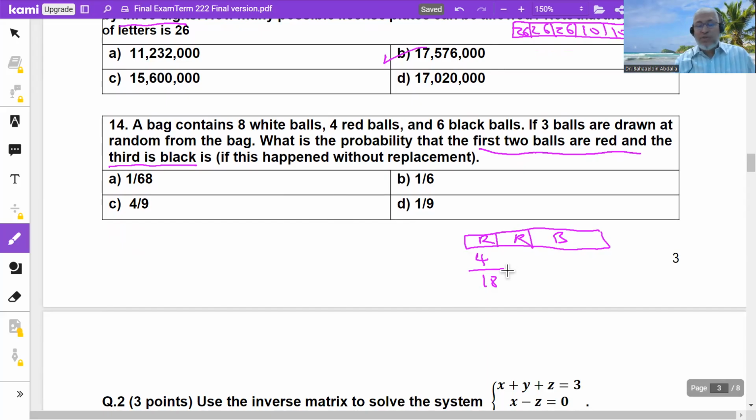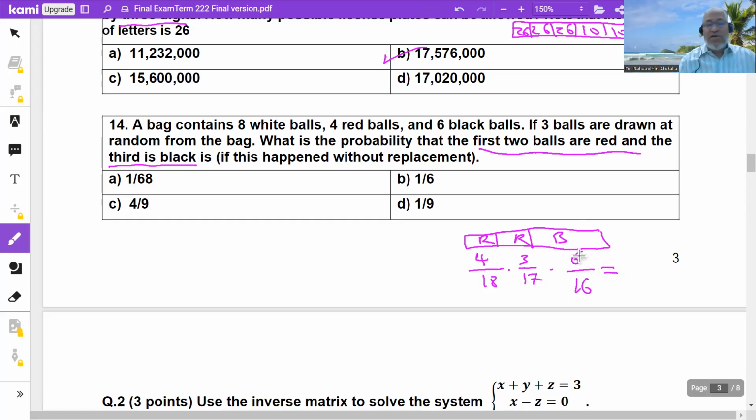So we do not put back the red ball we chose in the first round. Now, what is the probability that the second ball is also red? Well, we have 3 red balls now because 1 red is selected, and 17 balls because 1 ball is selected. Now, for the third ball, we need it to be black. How many black balls are there? 6, because we did not select any black ball yet, and the number of balls is 16.